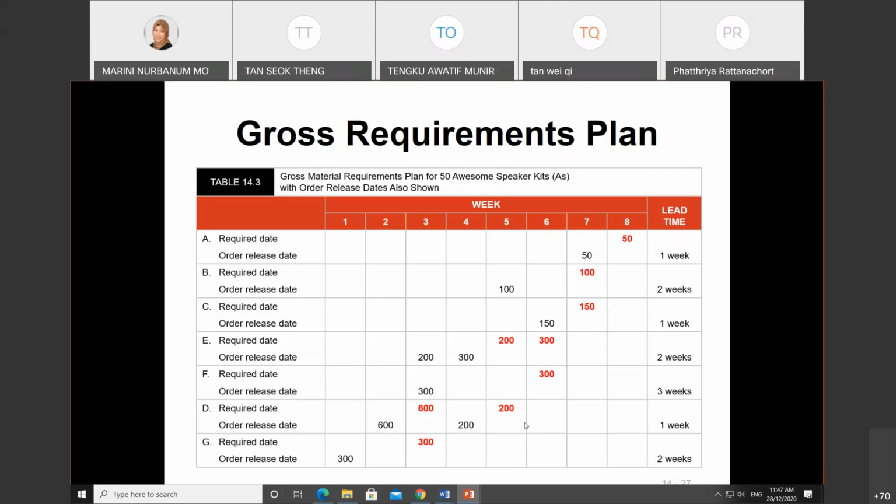So for gross requirements plan, it's very straightforward. Not much headache. But understand or not? So this table, you just need to make sure that you understand or note down what is the lead time, and then you just move it backwards. But where do you start? The final product, you need to know from the question. They will tell you week 8 and what is the quantity. And then you just note down what are the numbers for the materials you need.